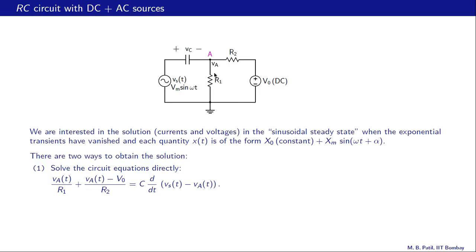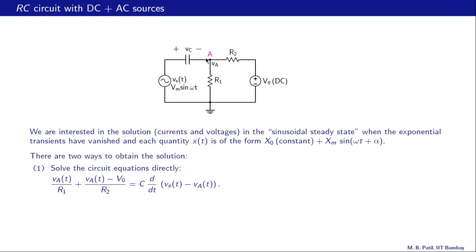Now this current here is VA by R1, and now we are talking about the instantaneous current, VA divided by R1, that current there. This current is VA minus V0 divided by R2, because this node voltage is with respect to this ground, V0. So VA minus V0 divided by R2, that is this second term here, and this current plus that current must be equal to the current entering this node from the capacitor side.